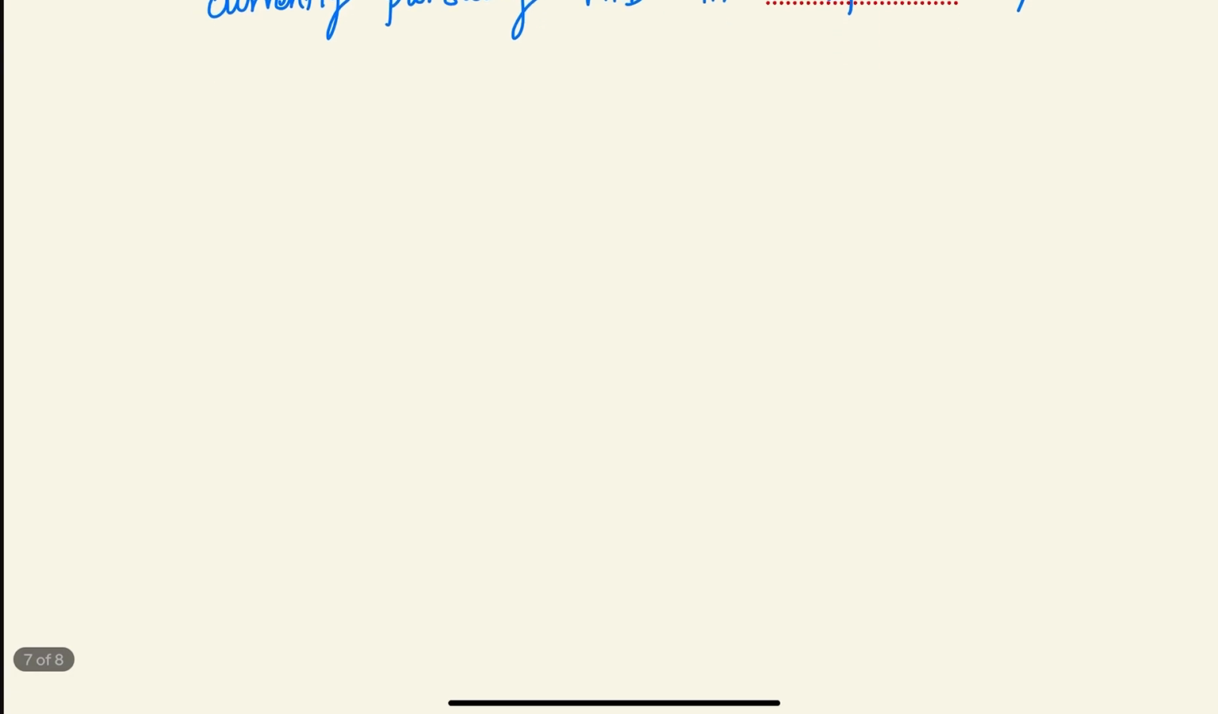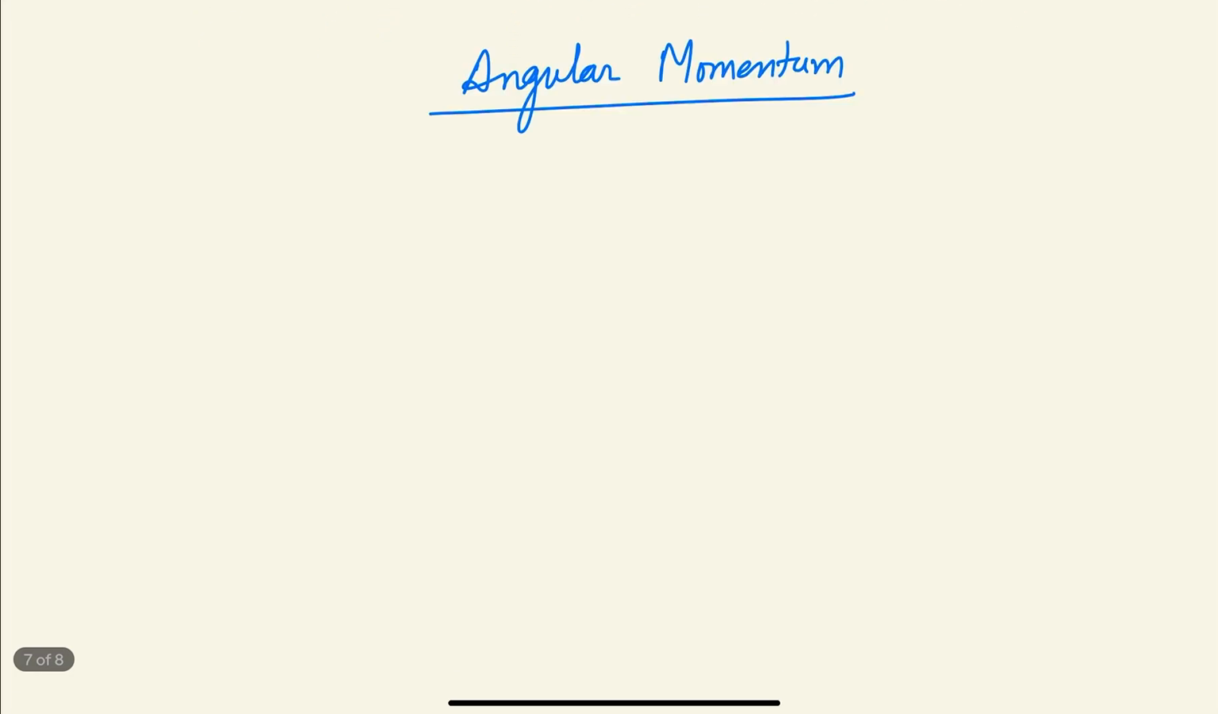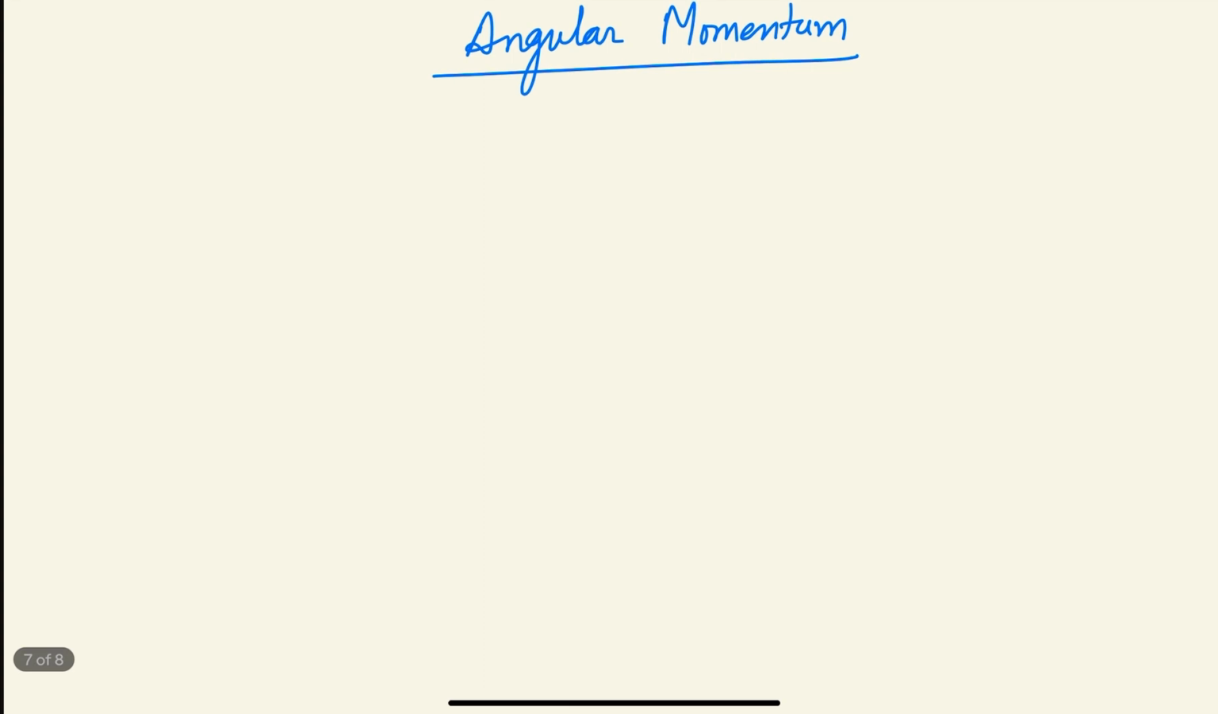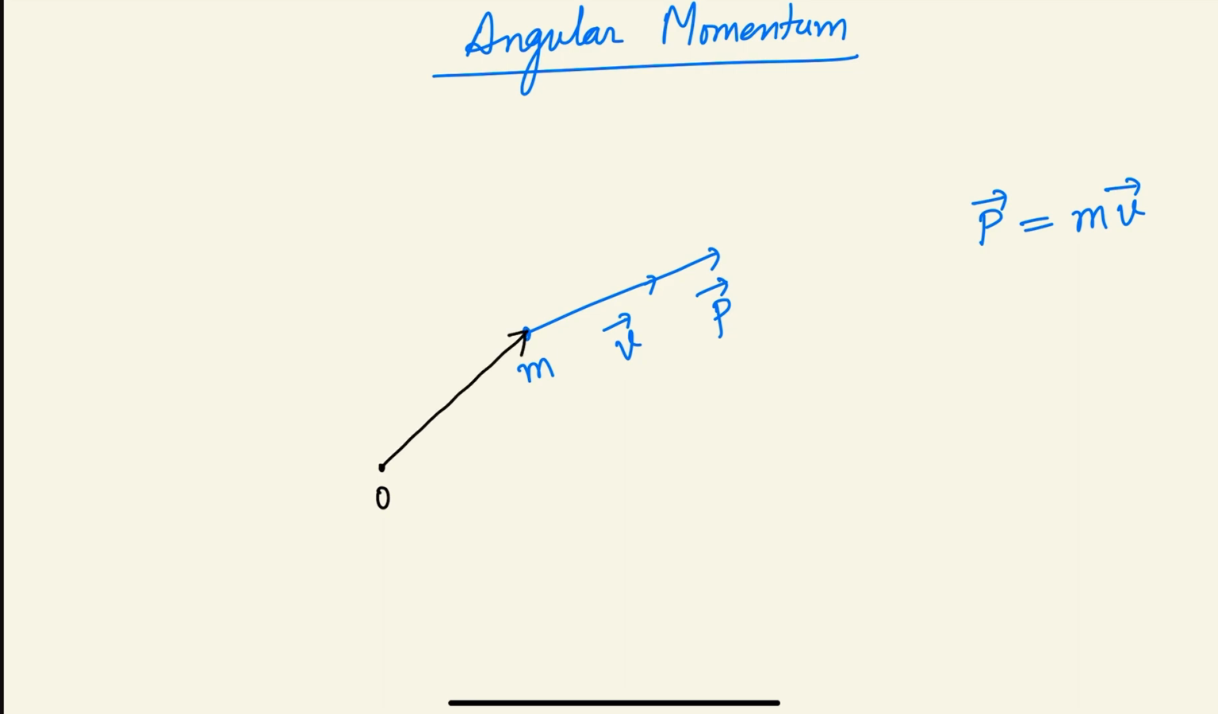So today we'll learn about angular momentum. Now I have a particle with mass m moving with a velocity v, so it has momentum p. Momentum is defined as mass times velocity. Now this particle is situated at radius vector r from a point O, which is our reference point.